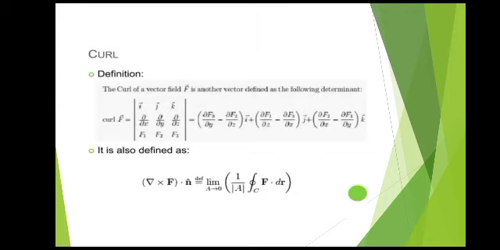It is also defined as (nabla cross F) dot n vector is equal to the limit as a tends to 0 of 1 upon the magnitude of a, times the integration of F dot dr.